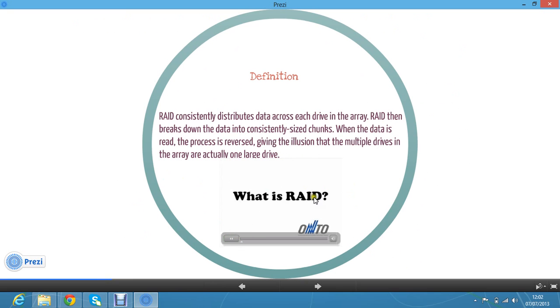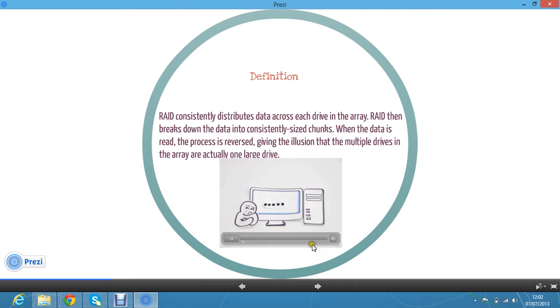What is RAID? Presented by Onto in Taiwan. Gosh, it takes so long to download a file. Have you heard of RAID? What's that? Isn't it used for backing up data? That's only one of its functions.